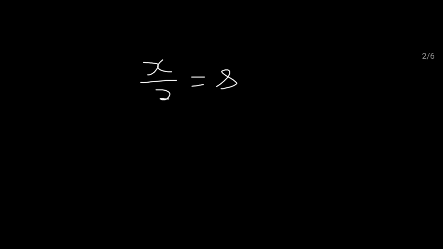Next, x over 2 is equal to 8. Now you see a fraction and think about cross multiplication, but here the 8 is not a fraction. So you must change this 8 into a fraction.